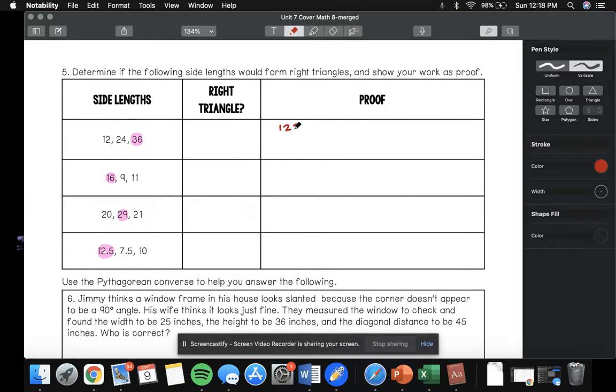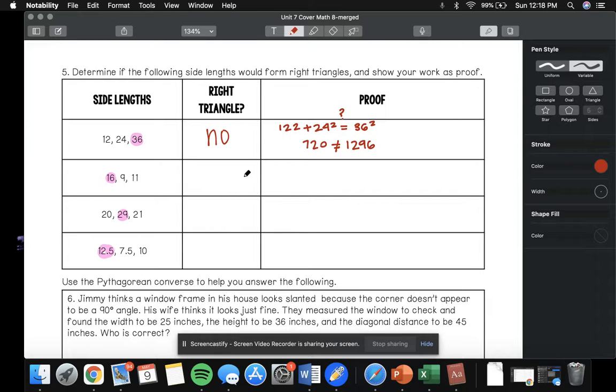I'm going to do 12 squared plus 24 squared. Does that equal 36 squared? Okay, so 12 squared plus 24 squared, I get 720. 36 squared is not that. That is 1,926. So it is not a right triangle.